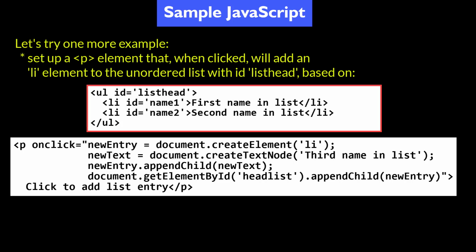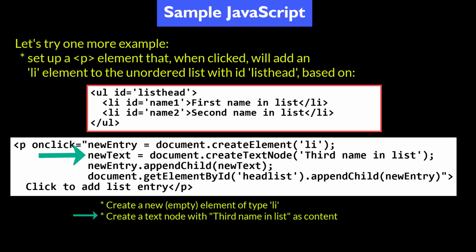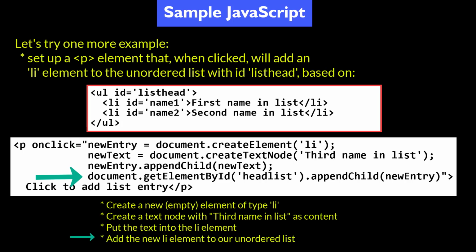What's happening? We create a new empty element of type li, then we create a text node with third name in list as content, and we put the text into the li element, and we add the new li element to our unordered list. My brain hurts. I understand. Lots of details in a short amount of time. Let me try to summarize the highlights.